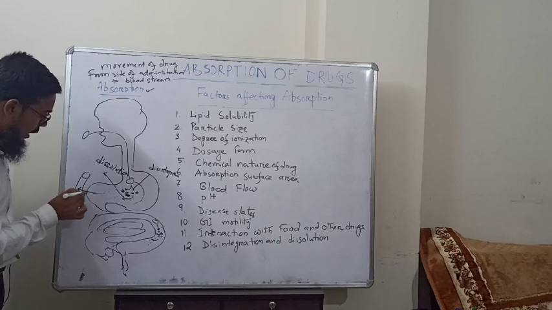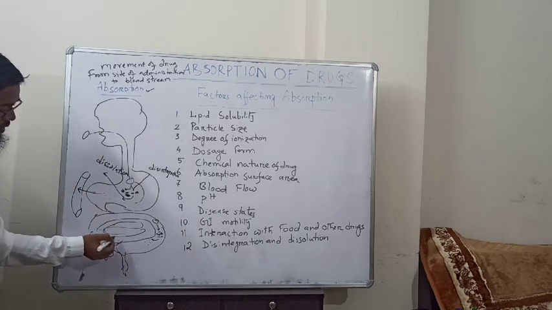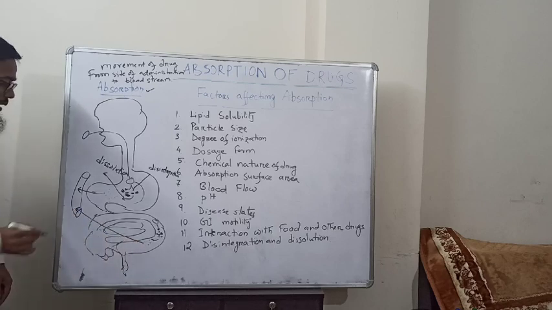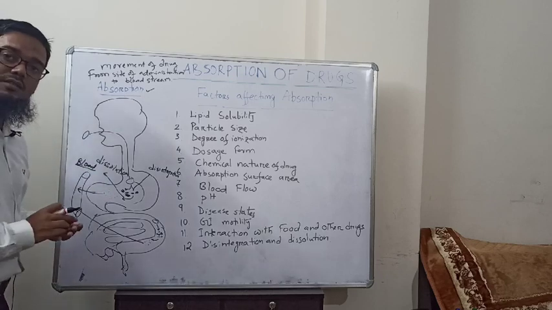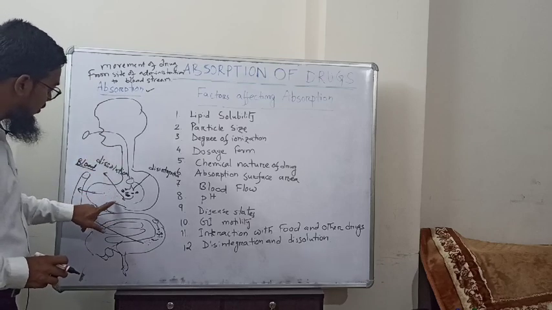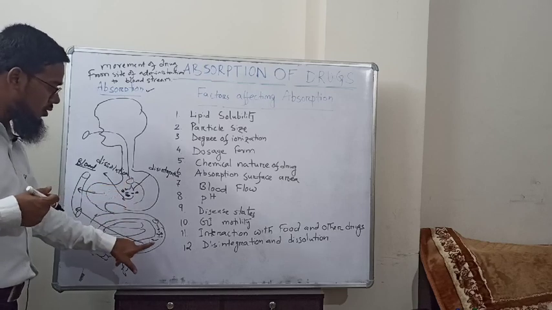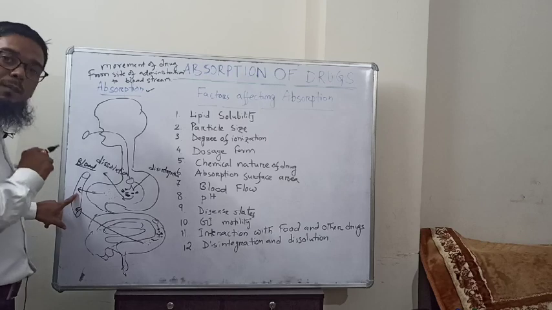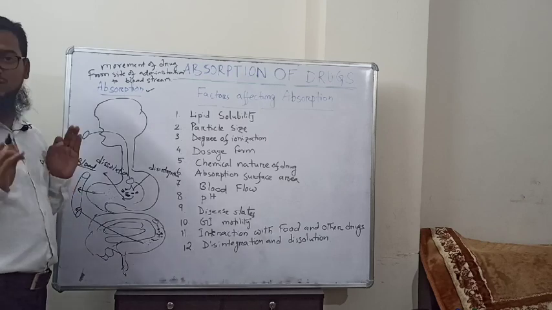After that, like our food particles, it will be absorbed from the stomach or small intestine. From the intestine, it will be absorbed and reach our blood circulation. This is called absorption. Means the site of administration, this is the final site for the oral route, either stomach or intestine. From there, the drug will reach our bloodstream. It is called absorption. So we understood what absorption is.